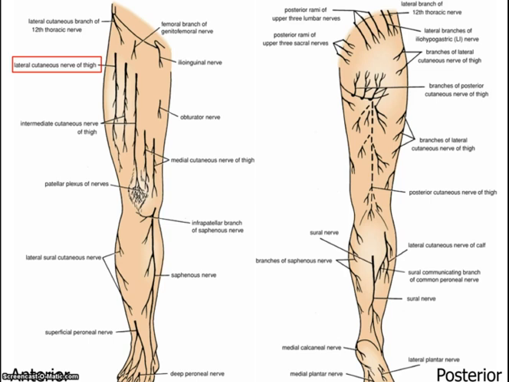Now the lateral cutaneous nerve of the thigh, or the lateral femoral cutaneous nerve, is important because this nerve can get entrapped underneath the inguinal ligament when it travels under the inguinal ligament on its lateral part. The condition caused by this compression is called meralgia paresthetica, or Bernhardt-Roth syndrome sometimes.